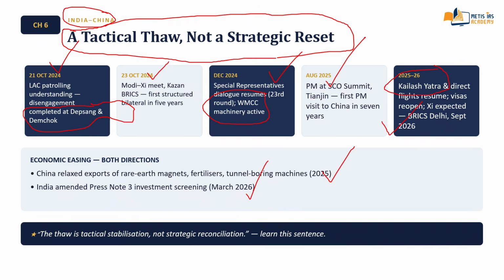Remember one analytical sentence here: India's objective is neither confrontation nor dependence, but stable competition based on border peace, strategic autonomy, economic resilience, and sustained diplomatic engagement. That single sentence can elevate the quality of almost any UPSC answer on India-China relations. I'm repeating again: India's objective is neither confrontation nor dependence, but stable competition based on border peace, strategic autonomy, economic resilience, and sustained diplomatic engagement.